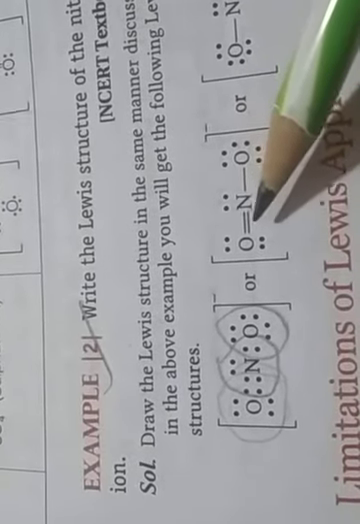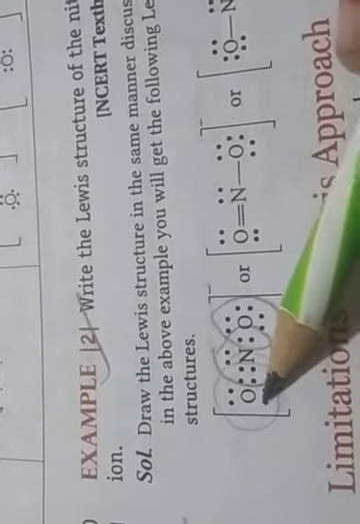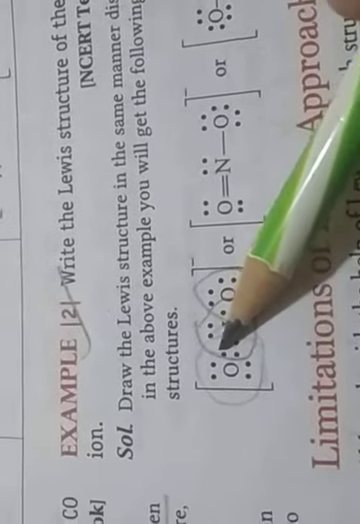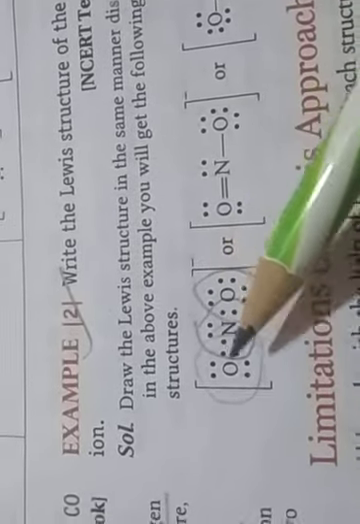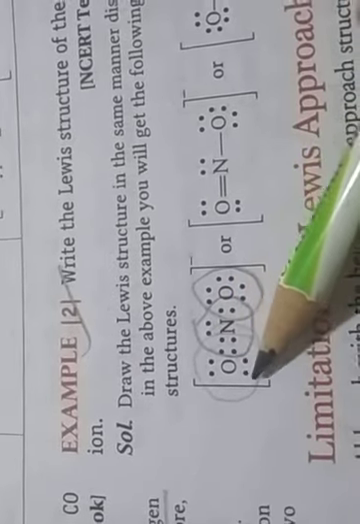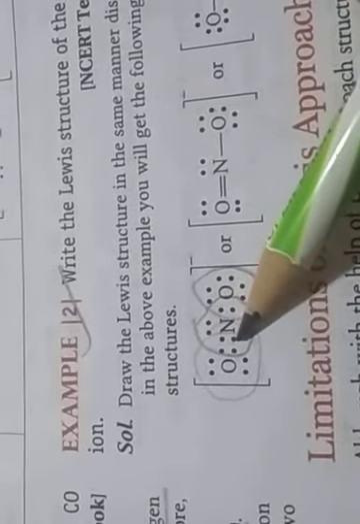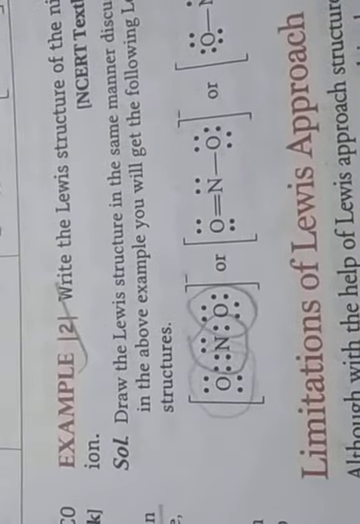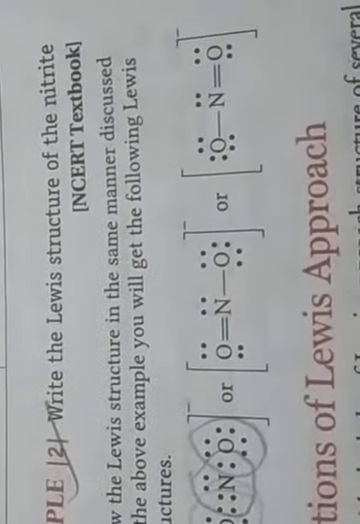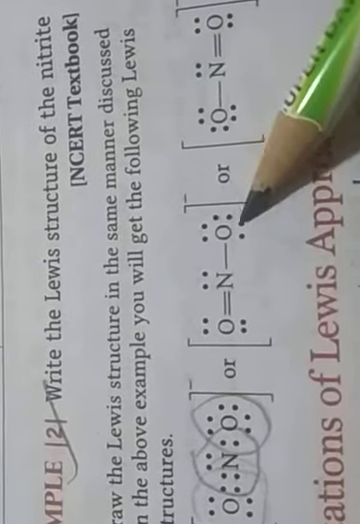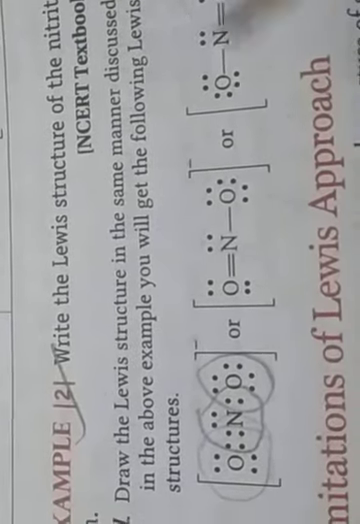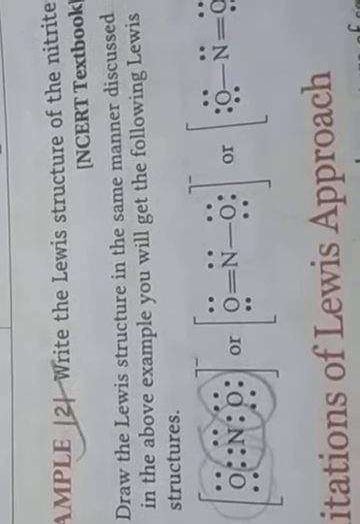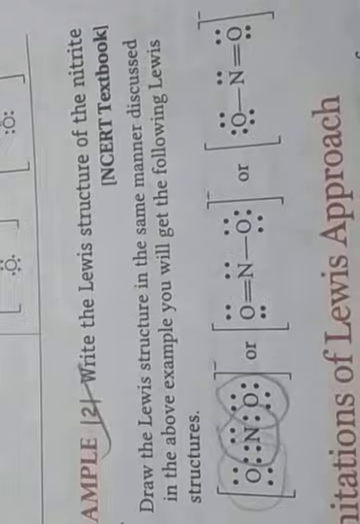Nitrogen has 5 electrons. Here you see, 1 electron is shared with one oxygen, 2 electrons are shared with the other oxygen, and 1 electron is shared with this oxygen. To complete its octet, nitrogen has 5 electrons, and this oxygen has 6 electrons of its own and 2 electrons shared with the nitrogen. So the total octet is complete, clear? This one oxygen is electronegative, so there is a negative charge on the ion. This is the Lewis structure of the nitrite ion.